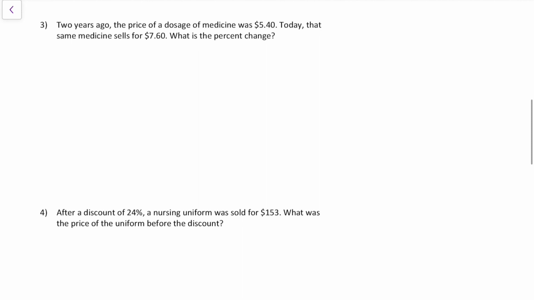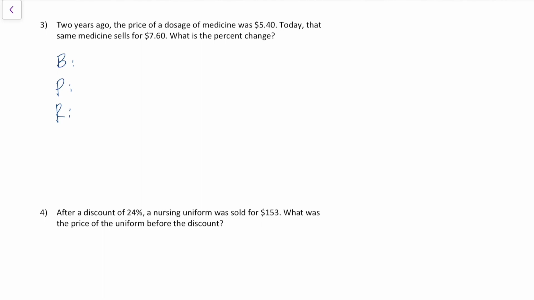Okay, we can also figure out the rate of this. So in the previous questions, we were looking at finding a portion. What if we want to know what was that percent of change? So here, 2 years ago, the price of a dosage of medicine was $5.40, and today the same medicine sells for $7.60. What is the percentage change? So in this one, we have to be careful with picking out the base and the portion in order to figure out what that rate was.